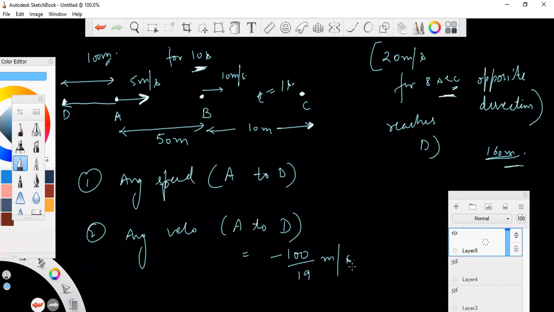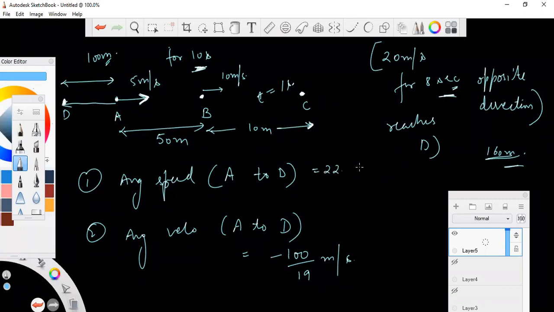Okay, and tell me, what is the average speed? So total distance by total time. Total distance is 60 plus 160, right? Which is 220, and the time is the same, 19 seconds. So this is your average speed. Is that fine? Yes, sir.